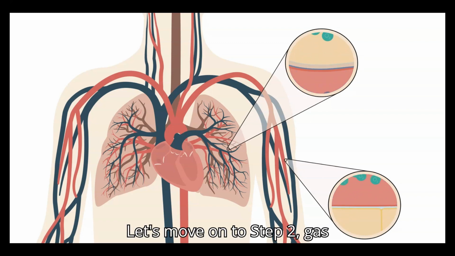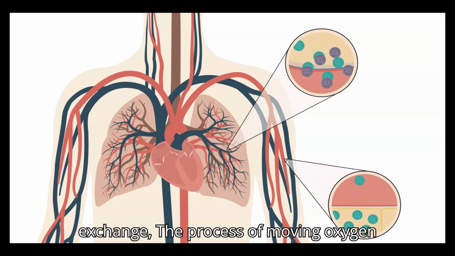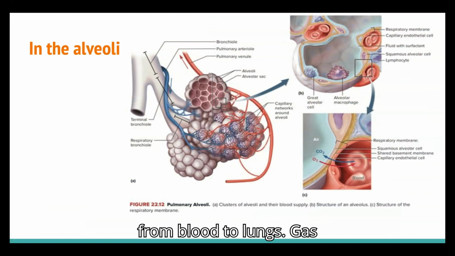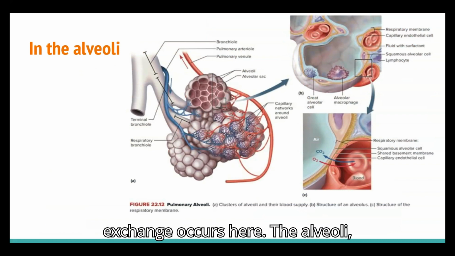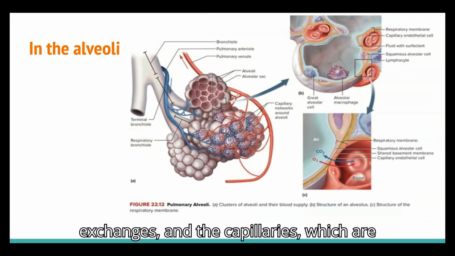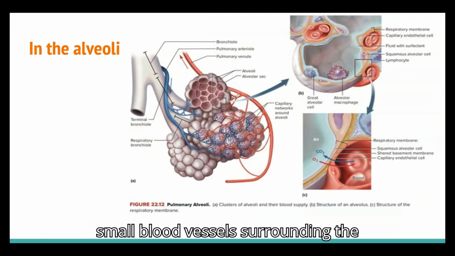Let's move on to step 2, gas exchange, the process of moving oxygen from lungs to blood and carbon dioxide from blood to lungs. Gas exchange occurs here, in the alveoli, which are tiny air sacs where air exchanges, and the capillaries, which are small blood vessels surrounding the alveoli.